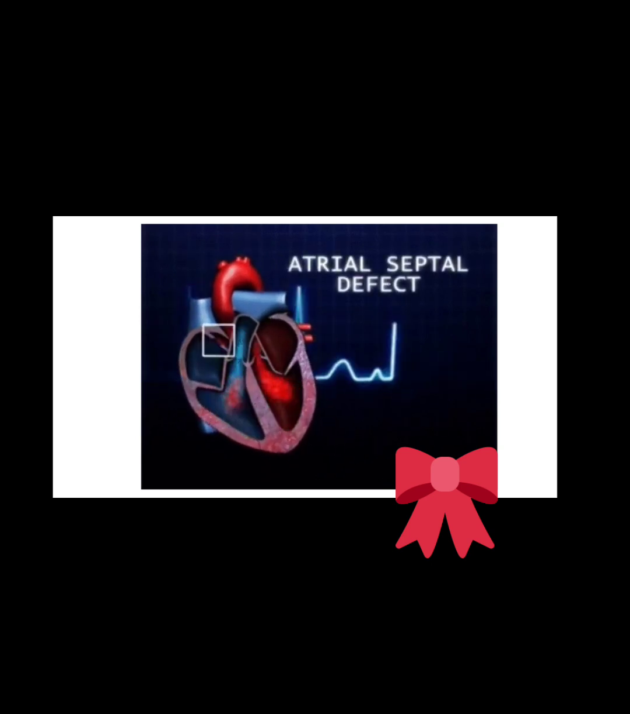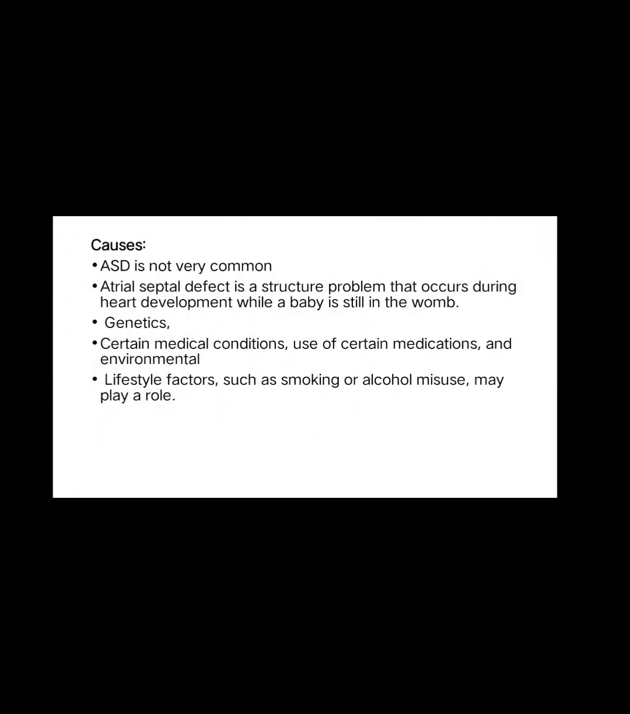And next we'll see what the causes are. ASD is not very common, but atrial septal defect is a structural problem that develops when the baby is inside the womb itself. Some of the causes are genetic causes, certain medical or environmental exposures, and lifestyle factors like smoking and alcohol misuse. The symptoms the baby will exhibit are difficulty in breathing, that is dyspnea, frequent respiratory infections in children, and a sensation of feeling the heartbeat, like when you run you will feel the heartbeat. That will be very prominent in babies having atrial septal defect.